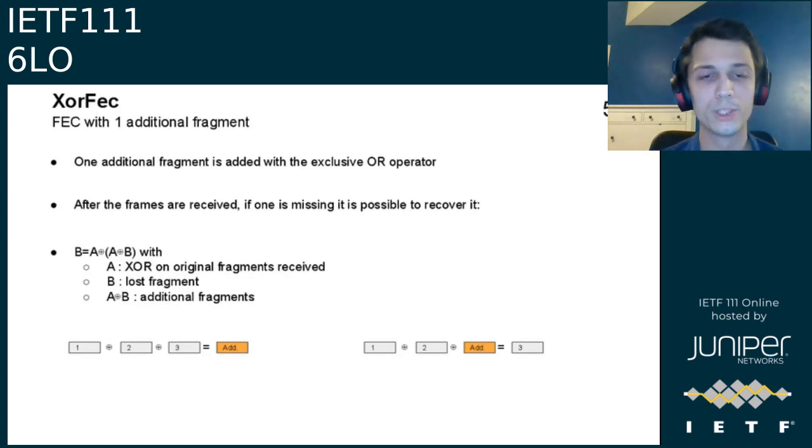So the first FEC proposition is quite simple. We called it XOR because it adds one additional fragment, which is generated by using the XOR, the exclusive OR operator, on the original fragments of the packet. So thanks to this additional fragment, if any of the previous fragments is lost, it is possible to recover it by performing once again the XOR operator at the destination node. This entails the possibility of recovering one and only one fragment of the packet. Next slide, please.